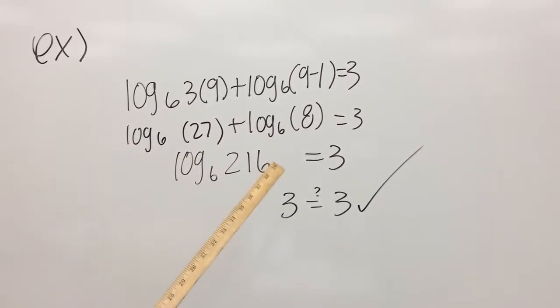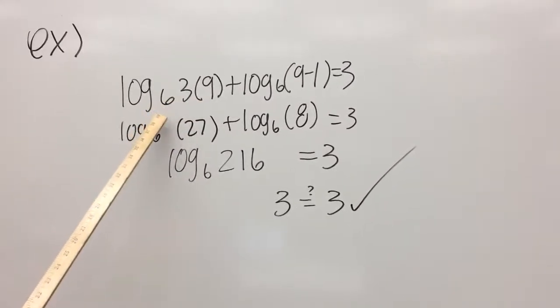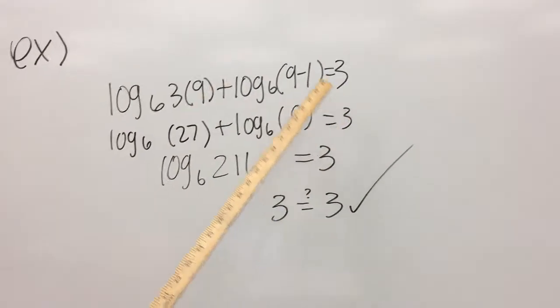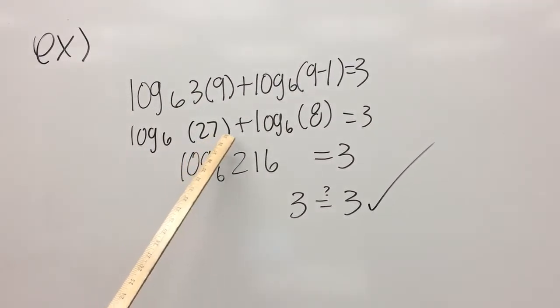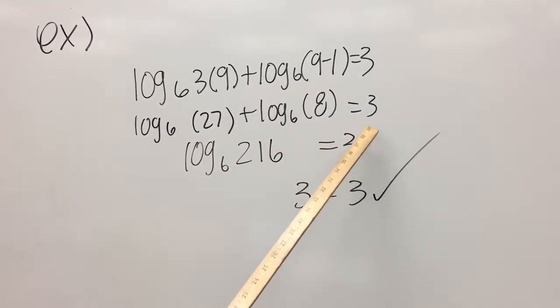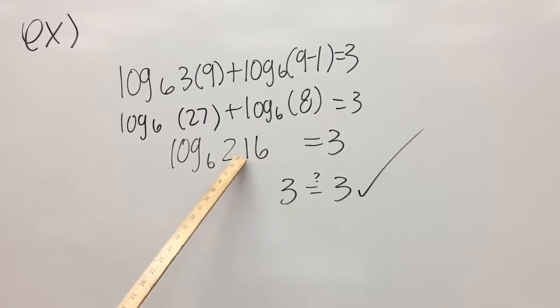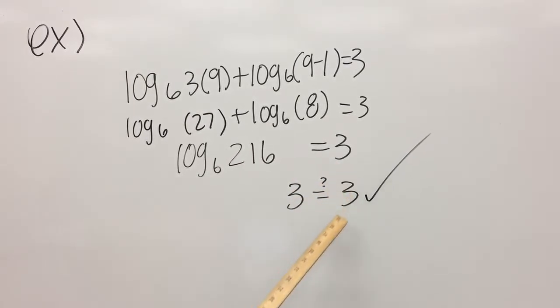So to check, you just plug in 9 where x is. So you get log base 6 of 3 times 9 plus log base 6 of 9 minus 1 equals 3. So you get log base 6 of 27 plus log base 6 of 8 equals 3. And since it's addition, you multiply. So you get log base 6 of 216 equals 3. And you get 3 equals 3.